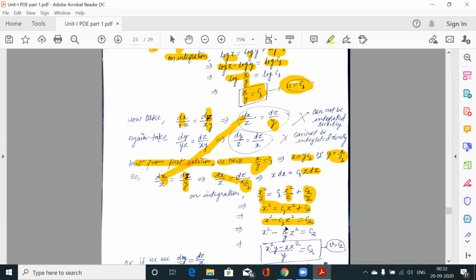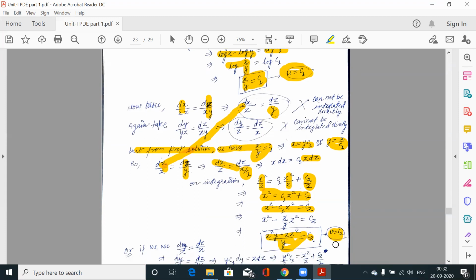So we have to back substitute the value of c1. So this is c1, and what is c1? From here, c1 is equal to x over y. So back substitute this value, c1 equals x over y. Now this is our v, the second integration. So this is after taking LCM. This is x square y minus x z square over y is equal to c2, and this is our second integration, v is equal to c2.